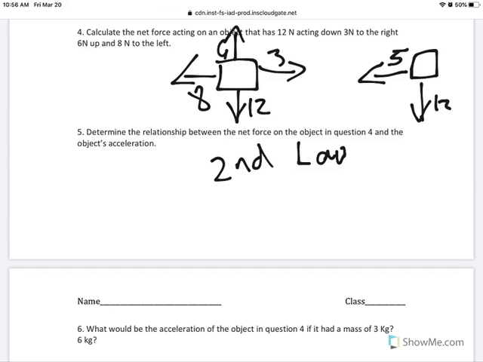So we'd first find out the force from question 4, right? And then we use Newton's second law to figure out what the acceleration would be given the force and the 2 masses that it's given here. So we have masses of 3. So we're going to have 2 answers to number 6. So you use number 4 to find out the net force. And then once you find that out, you're going to use the mass to solve for the acceleration given Newton's second law.